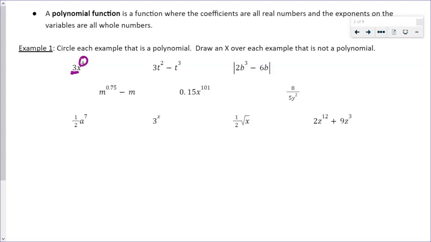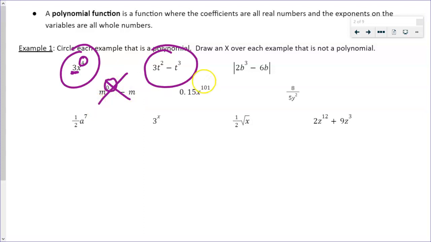So it's asking us to circle each example of a polynomial. This one will be a polynomial because, again, there is a real number in front and a whole number as the exponent. 3t squared minus t cubed is also a polynomial function. Let's see. This is 0.75 as an exponent, so that would be a fraction. So that's not a polynomial. Here, this will be a polynomial because, again, 0.15 is a real number and 101 is a whole number.